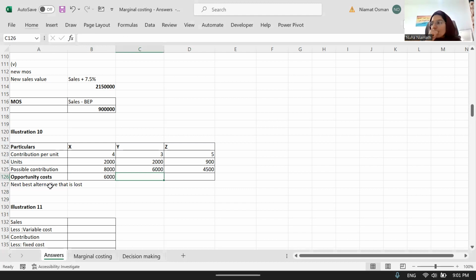If I produce Y, what is my opportunity cost? Perfect. Neetu says X because that is my next highest profit. Yes, that's correct, 8,000. How about Z? Okay. And did you understand the 6,000 units? No, ma'am.